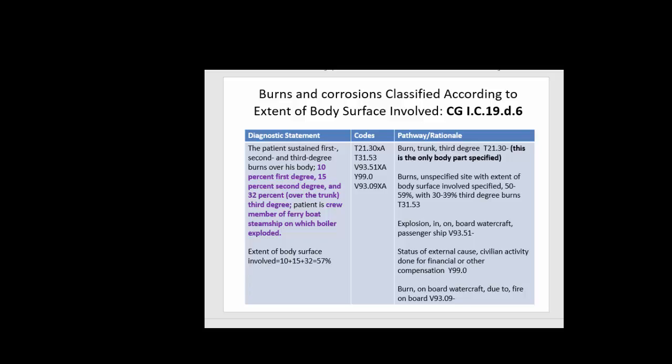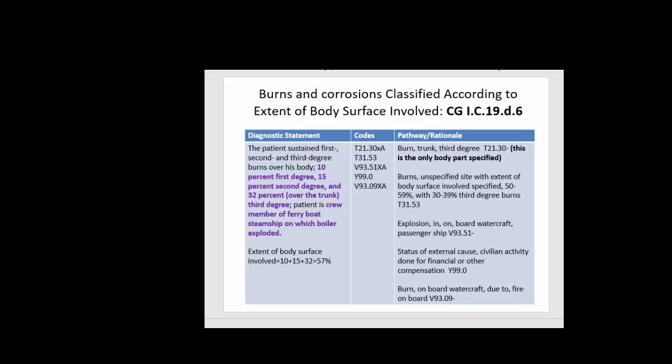So when you actually start coding it, we're going to code the third degree burn to the trunk, and then going to code the extent of body surface area. So I have the pathway here on the right that you can follow along and see how I'm getting that. I'm choosing the range that contains 57%, which in this case is 50 to 59%, with 30 to 39% third degree burns. So it really is how your classification is built.